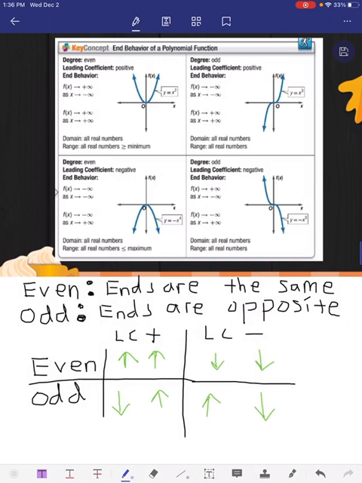So basically, anytime that you want to know what your end behaviors are going to look like, you need to know is it even or odd, and then you need to know what the leading coefficient is.